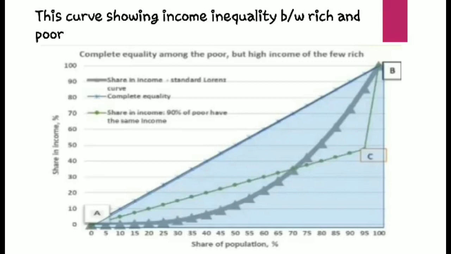This graph shows income inequality, rich and poor. So complete equality among the poor but high income of the few rich. So as you can see, it points from 0 to 100 for the share of population percent, and 100 to 0 of the share in income.